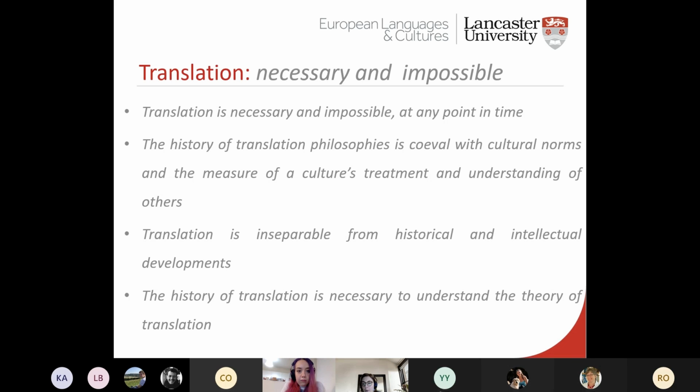So the more closed a culture, often the more domestication of the text there is, the more people have found it necessary to adapt a text coming from a different culture into their language. So translation is inseparable from historical and intellectual developments, and the history of translation is necessary to understand the theory of translation, we shall see.